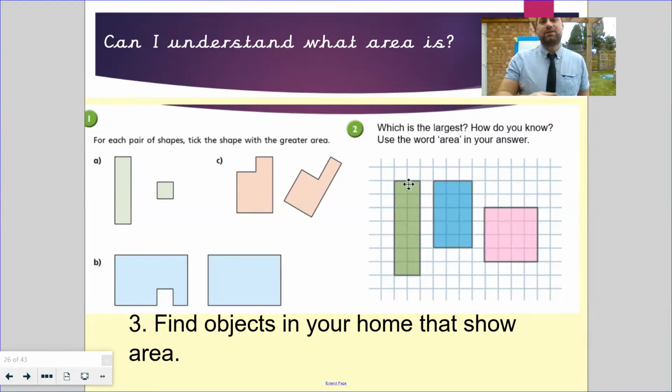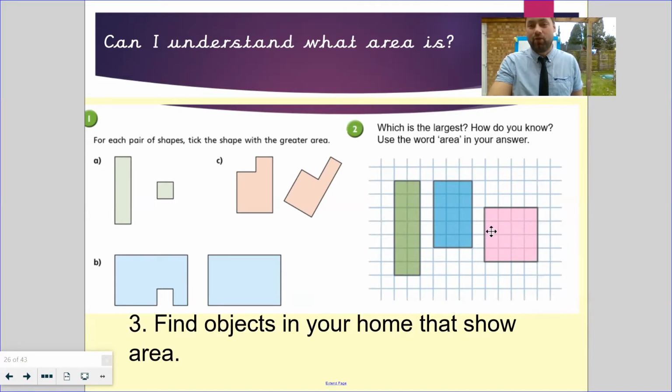Over here, which is the largest? How do you know? Use the word area in your answer. Well, the green one, we've got 1, 2, 3, 4, 5, 6, 7, 8, 9, 10, 11, 12, 13, 14 squares. Remember going back to that sticky note and the Pokemon cards thing? We're now using squares to fill up this shape. And there were 14 in that one here. 2, 4, 6, 8, 10, 12, 14. And then here we've got 3, 6, 9, 12, 15. So this one is slightly bigger.